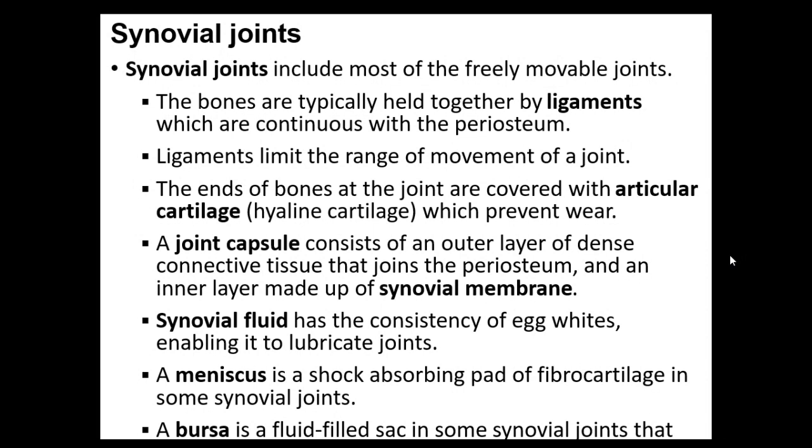Ligaments are the same material as connective tissue, mostly strong collagen fibers. Ligaments limit the range of movement. So why can this only bend like this, and not go beyond straight? Because of ligaments here that prevent it from hyperextending, bending beyond straight. They have strength if they don't go this far.